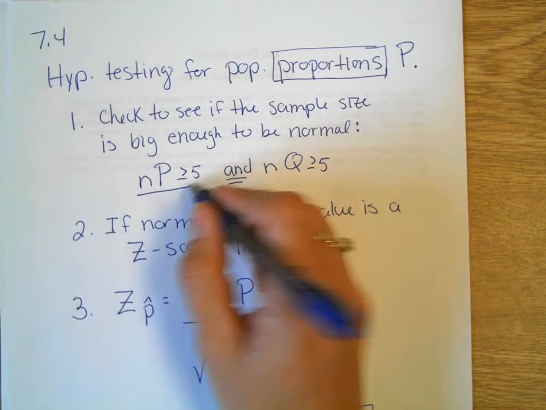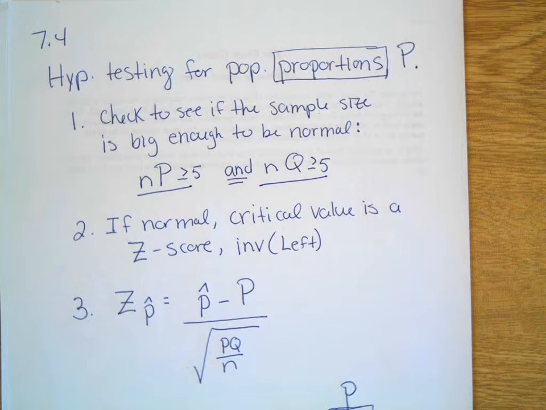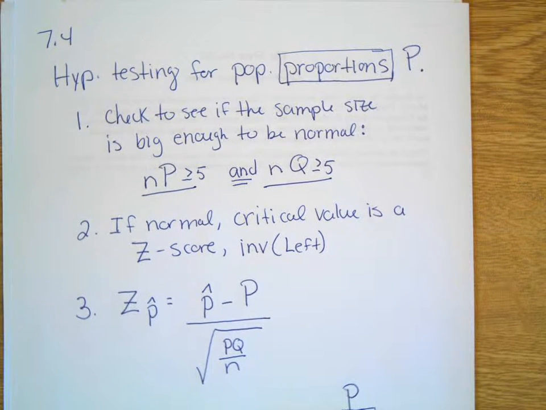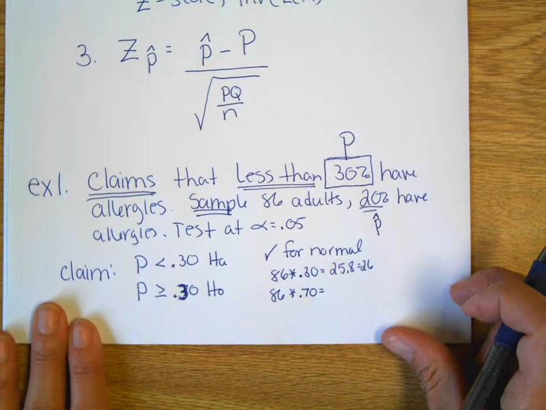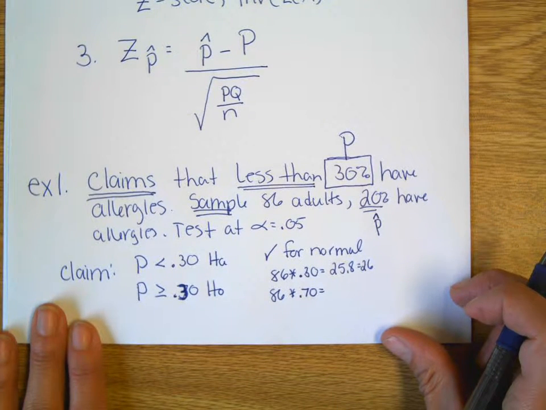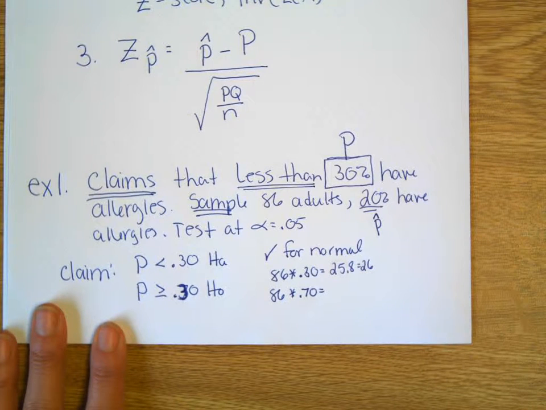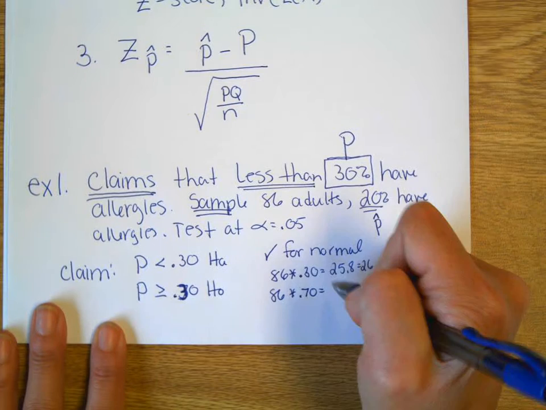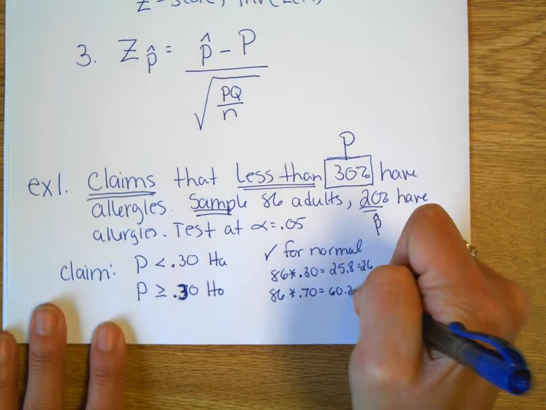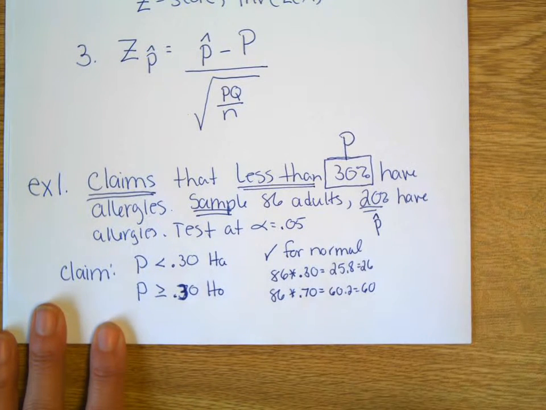What is happening right now? I am doing the very first thing I said: I'm checking to make sure the sample size is big enough to be normal. What is the Q, though? Somebody want to help them out? Where do you get Q from? 1 minus P. So that would be 86 times 0.7, 60.2, which means they probably had 60 failures.